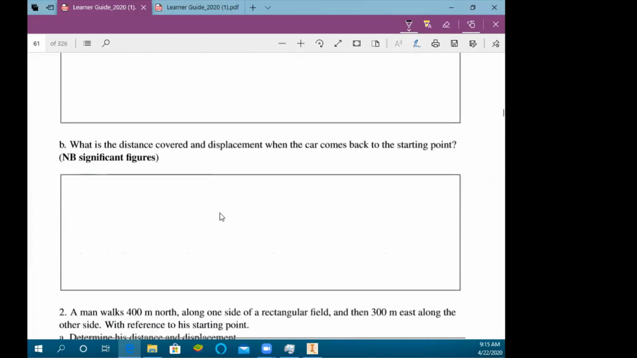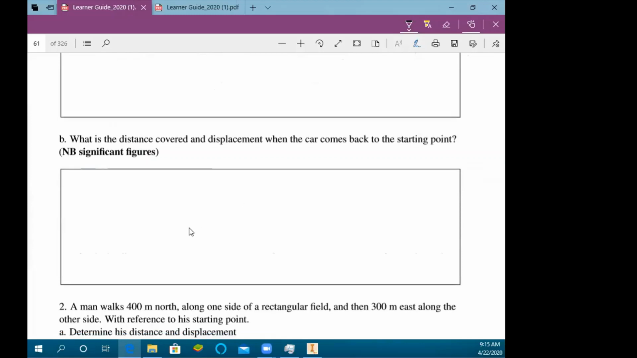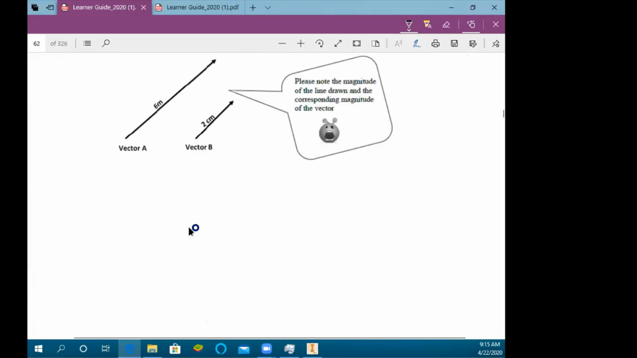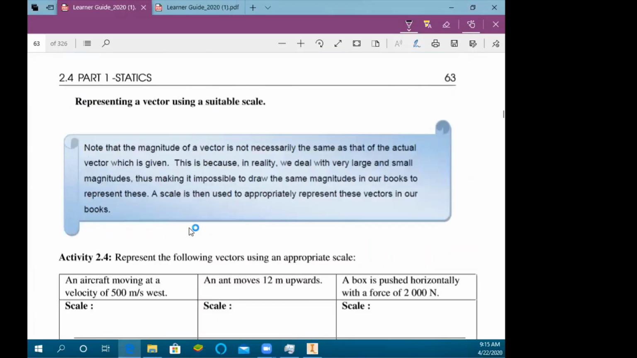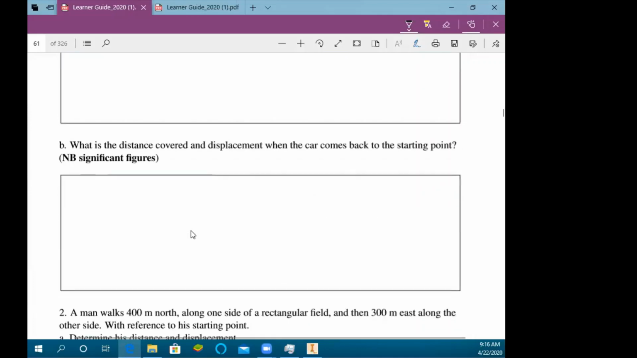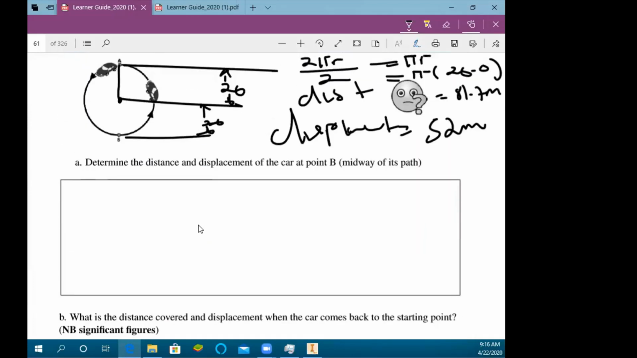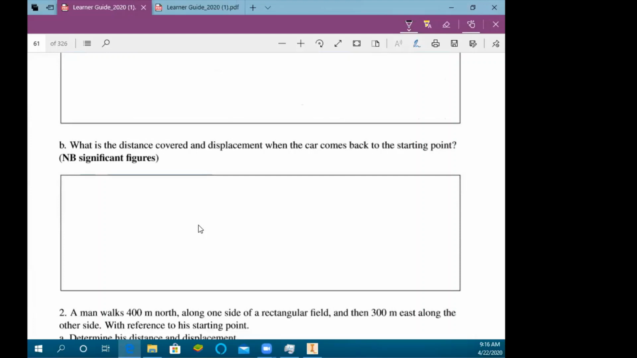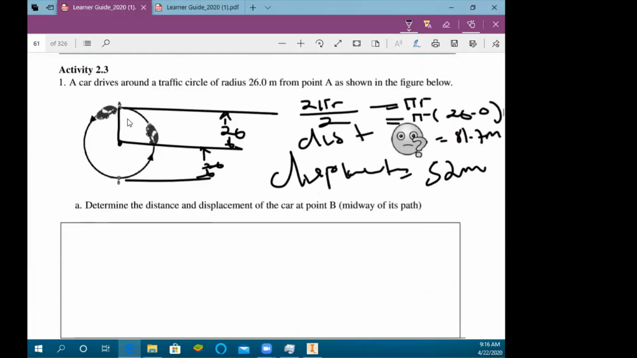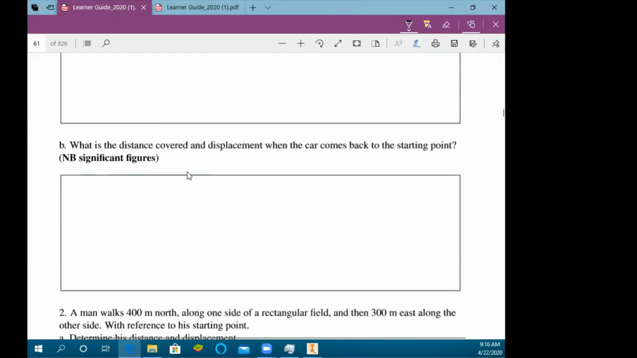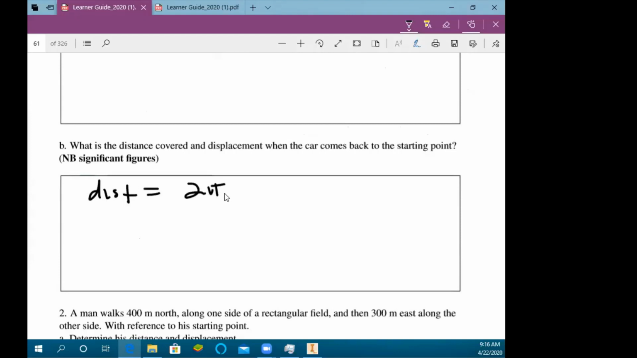Now let's move on. What is the distance covered and displacement when the car comes back to the starting point? Okay, just a few questions left. So the car comes back to the starting point from A, right? What is the distance? Distance covered is the total circumference in this case. Yes. So distance is equal to 2 pi r.